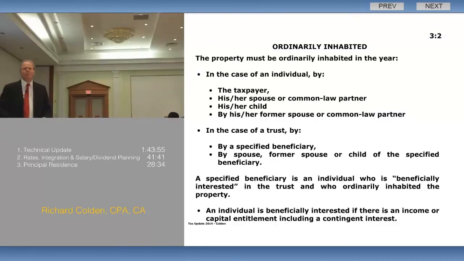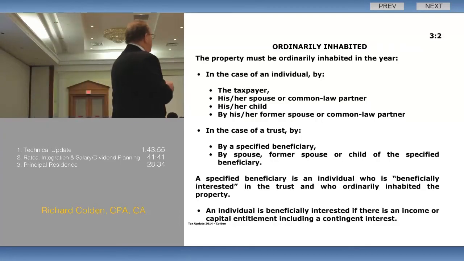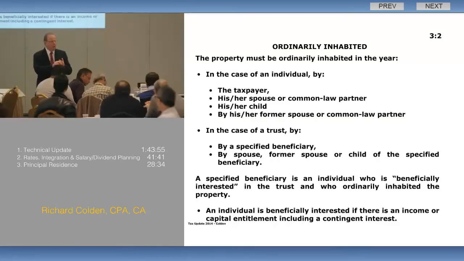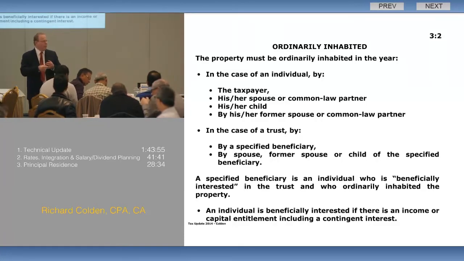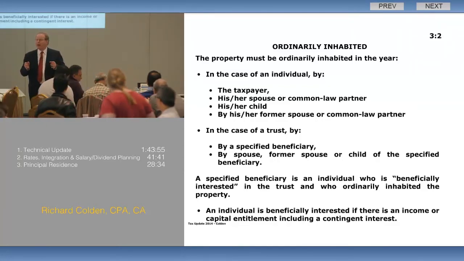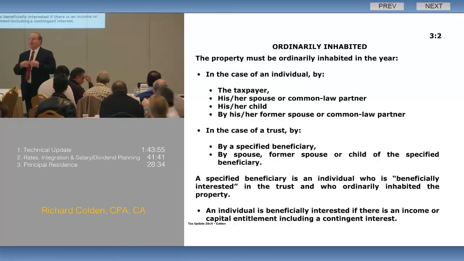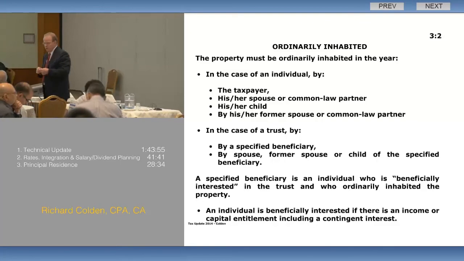Who gets to claim the principal residence exemption? Well, in order to do this, the property has to be ordinarily inhabited by somebody. I own the property. The property has to be ordinarily inhabited by me, or by my wife, or by my kids, or from that nice woman I used to be married to. On a good day, I can call her that. Okay, by my spouse, my kids, my former spouse. What's missing from the list? I can't claim the principal residence exemption on the mansion I bought from my parents. So properties inhabited by parents don't qualify, but spouse, children, and former spouse do qualify.